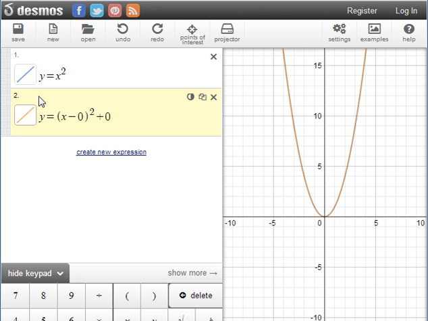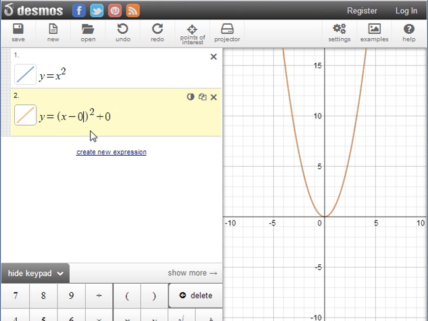So you'll notice that this is vertex form. If you recall, vertex form is some number a times x minus h squared plus k. So in this case, our h is 0 and our k is 0, and that gives us a vertex at 0, 0. Now, this is exactly the same as y equals x squared. X minus 0 squared is x squared plus 0.